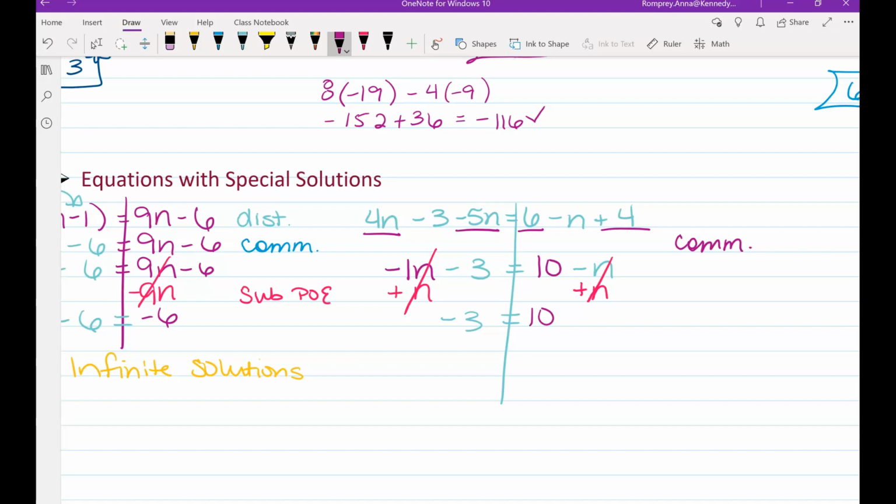Does negative 3 equal 10? No. Is negative 3 ever going to equal 10? No. So this is a no solution. There is no number in this universe that we can plug in that will make the left side equal the right side. It is not going to happen. So no solution. The symbol for that is a 0 with a slash through it. Oh, let me go ahead and write in my addition property of equality.